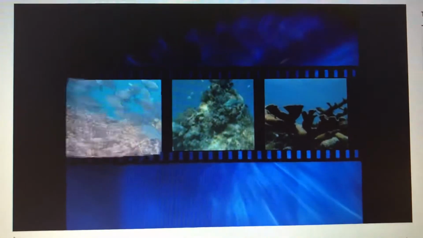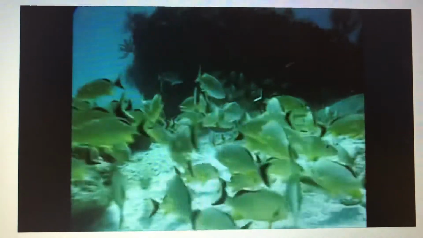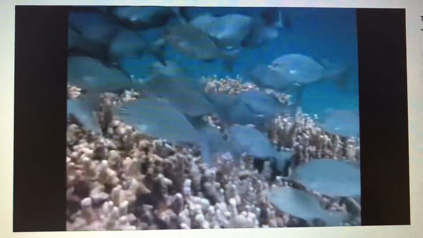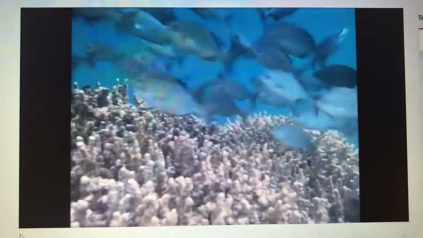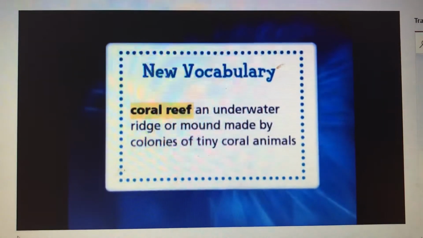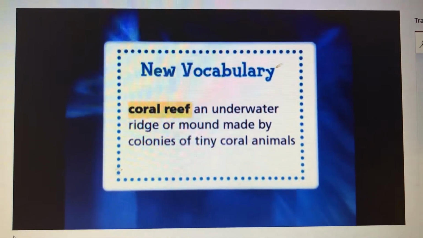Hold your breath. We're going underwater. Yep, that's right. Many ecosystems can be found under the sea. We won't see any little mermaids, but look at these cool fish. They're swimming around a coral reef. Have you heard of a coral reef? I have a definition of coral reef for you. A coral reef is an underwater ridge or mound made by colonies of tiny coral animals.